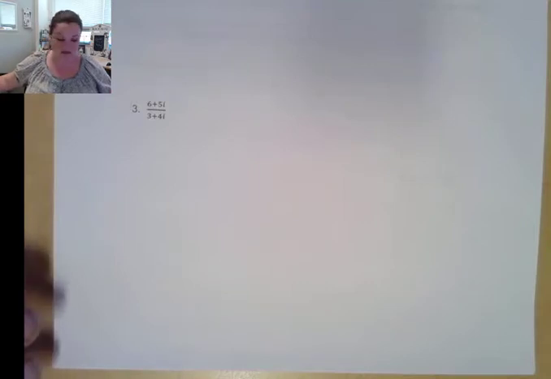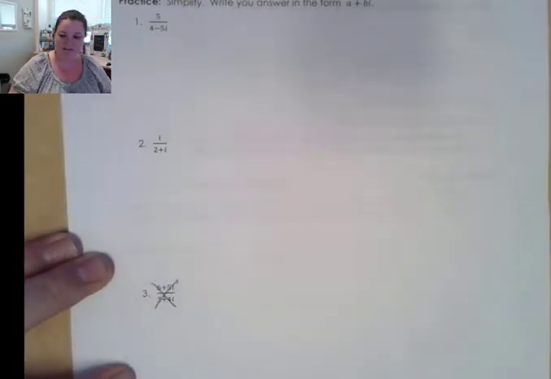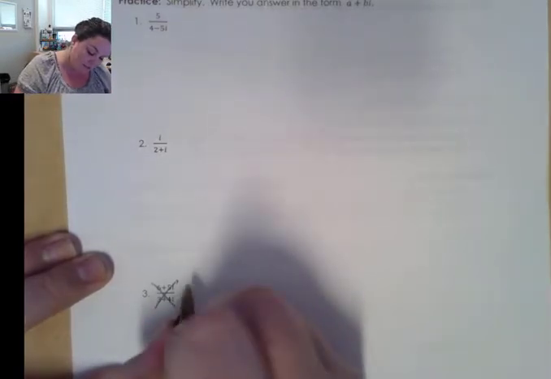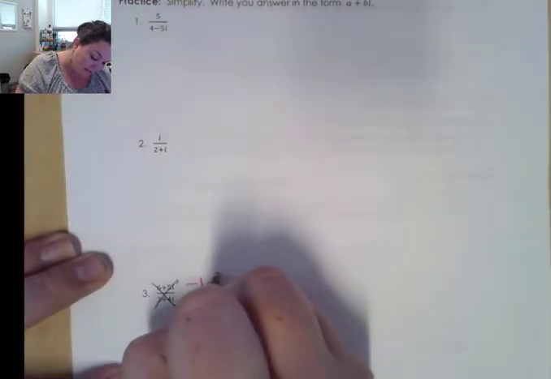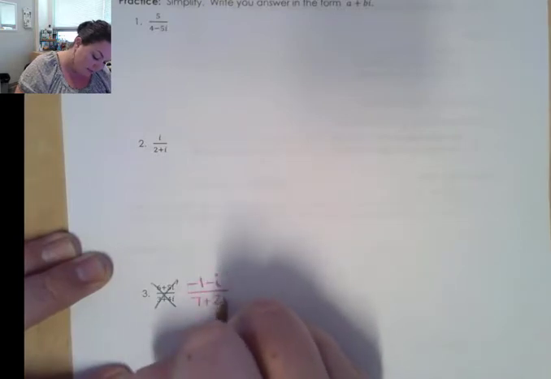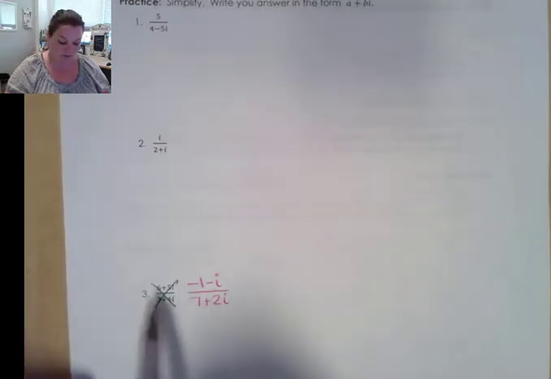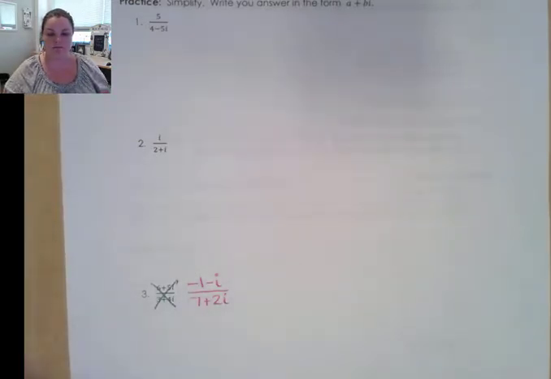And I believe I have a typo. Yes, number 3. Hopefully by the time you're watching this video, I fixed it. But number 3, we're going to replace with a different problem. Number 3, we're going to do negative 1 minus i over 7 plus 2i. So hopefully that's what's already on your paper, but if not, just go ahead and mark out number 3 and write this problem in. Okay?